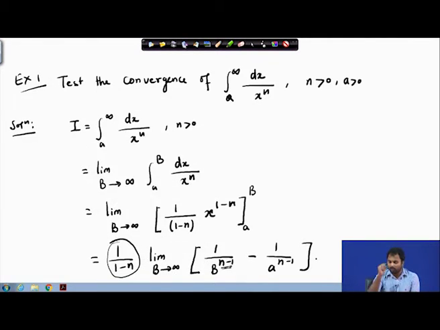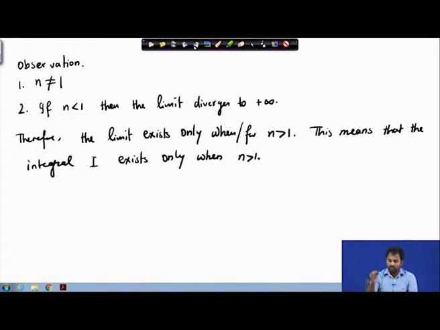So, you see, in this particular example, not only did we have to be careful about the improperness of the integral, we also had to be careful about the ranges for this n, for which we can see whether it is convergent or divergent. So, this was a very nice example where we could see that for n greater than 1, this improper integral I was convergent, and for n less than or equal to 1, this integral I is divergent. So, that is what we have verified here.